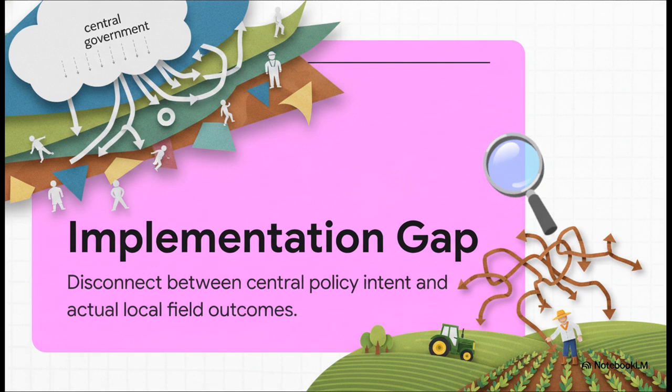This is that persistent, stubborn disconnect between what the central government intended and what actually happens out in the field. As policy scholars Pressman and Wildavsky famously pointed out, a brilliant plan is completely useless if it fails during execution. Every single layer of bureaucracy, every local geographical difference, and every individual interpretation bends the policy just a little bit. By the time it reaches the farmer, it might look entirely different from the original blueprint.